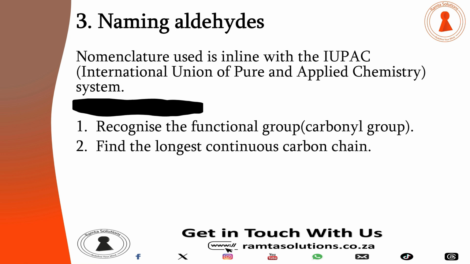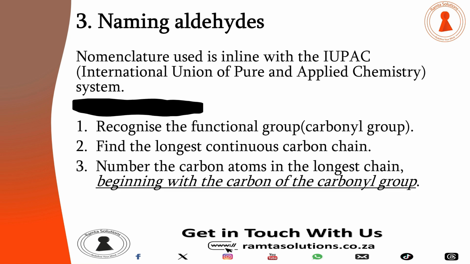Then you find the longest continuous carbon chain, that is, the maximum number of carbons possible. Then you number your carbons beginning with the carbon of the carbonyl group. With aldehydes, it'll be easy because you move from the carbon of the carbonyl group in one direction only, either leftwards or rightwards. So it becomes easy, and you will see that later. Then, of course, you name each substituent that you have.